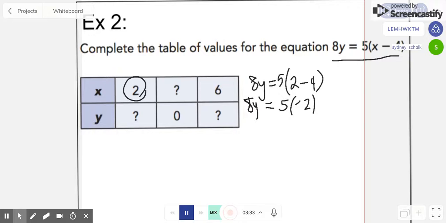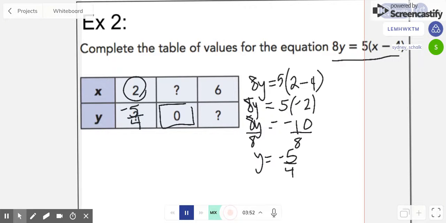And 5 times -2 is -10 equals 8y. Last step, divide both sides by 8, and I get y equals -5/4. I can reduce that. So we can see when x is 2, y is -5/4.